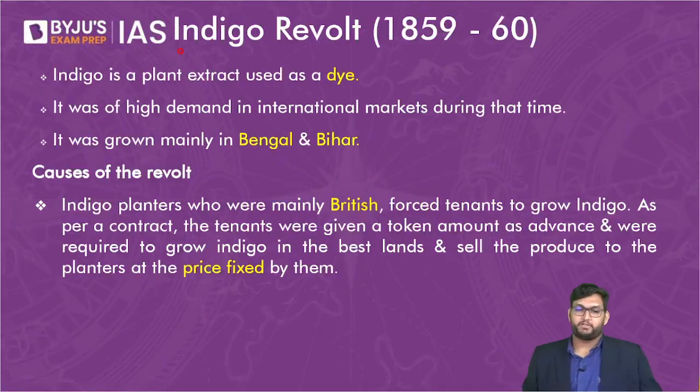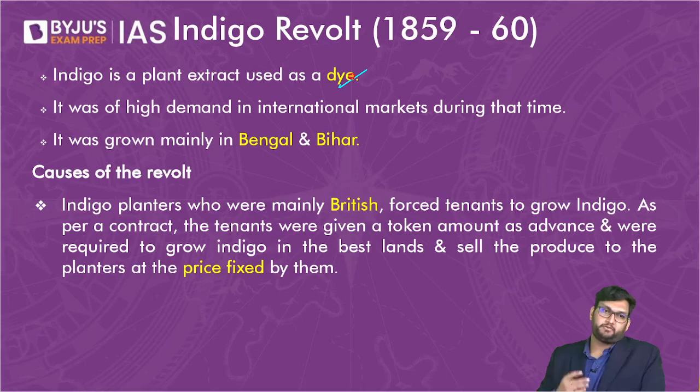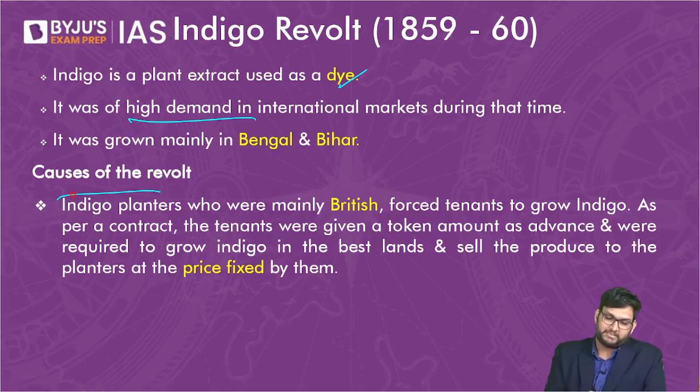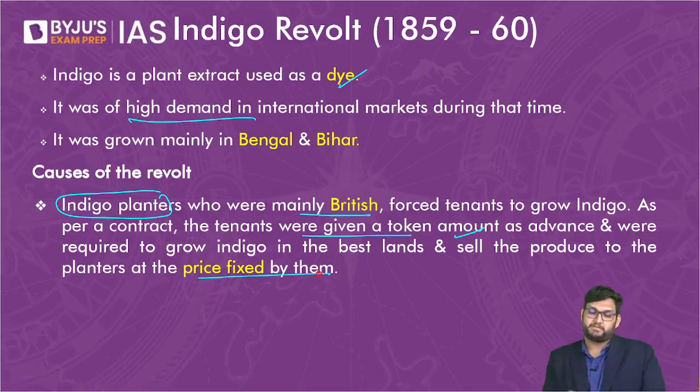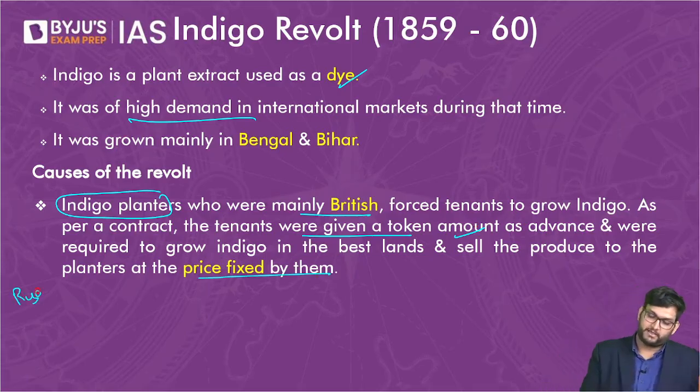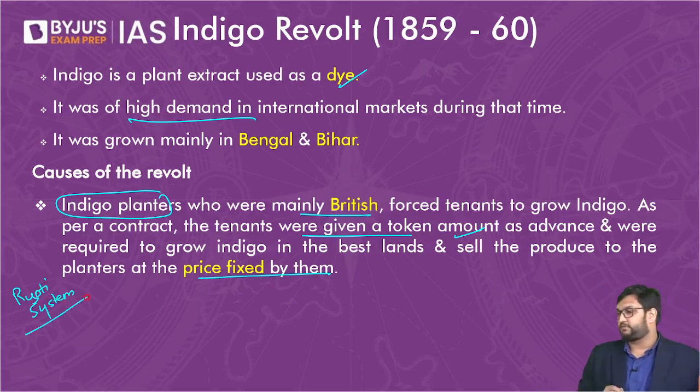So let's try to look at the nitty-gritty of the Indigo Rebellion. When we talk about the Indigo Revolt 1859-60, indigo is a dye which is extracted out of a plant. At one point of time, it was in very high demand and was grown mainly in the Bengal and Bihar sector. Most of the indigo planters were Britishers, who forced tenants to grow indigo as per a contract. The tenants were given a token amount as advance and were required to grow indigo on the best land and sell it at a fixed price to them. This is basically the definition of the Rayati system.